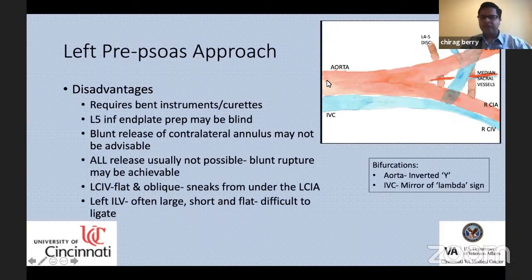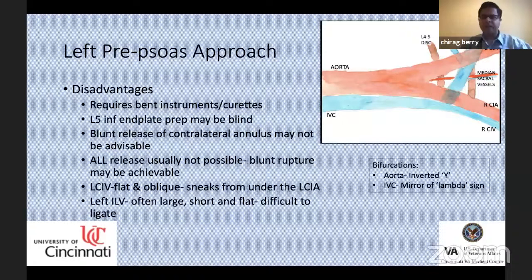You have to realize that the aorta is like an inverted Y-shaped bifurcation, but the IVC is more like a lambda-shaped bifurcation. So the left common iliac vein has a long course going across anteriorly, and some of these anterior osteophytes can really flatten the cross section of the vein, and that's why the vein looks much flatter on the left side than the right side. So that's a significant disadvantage on the left side. That's why the right-sided approach can be advantageous.